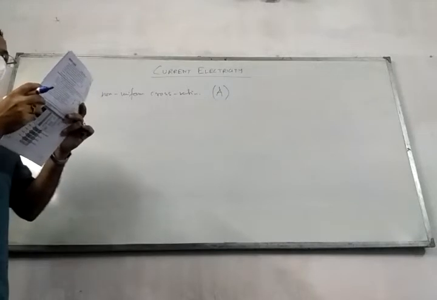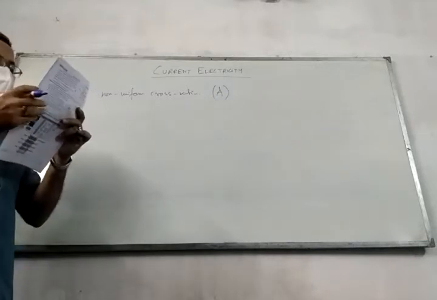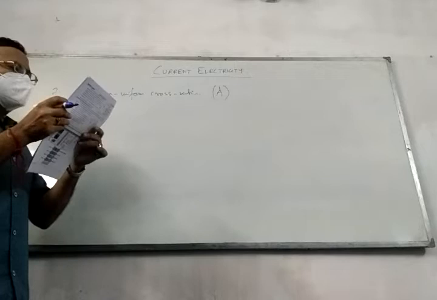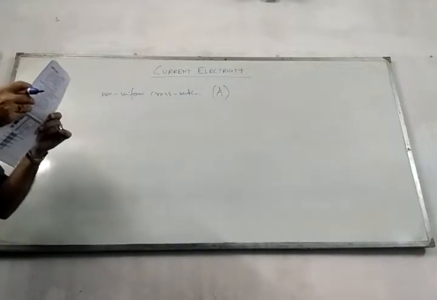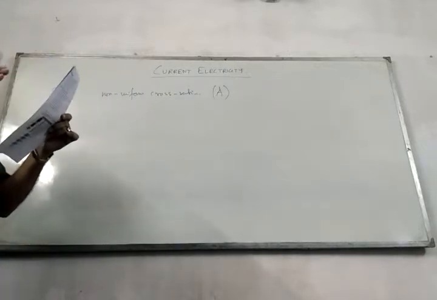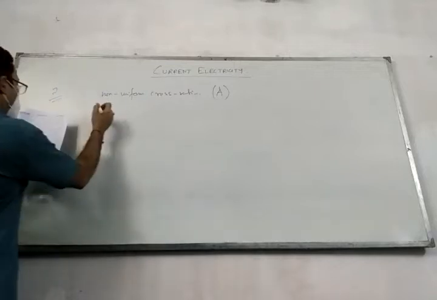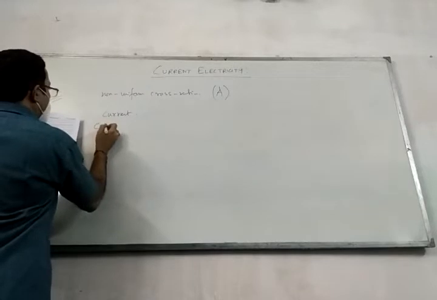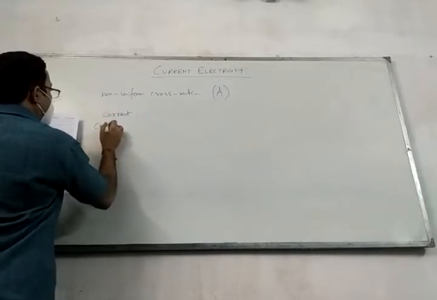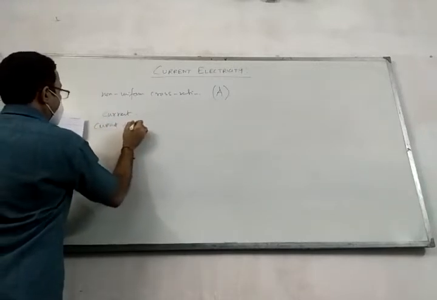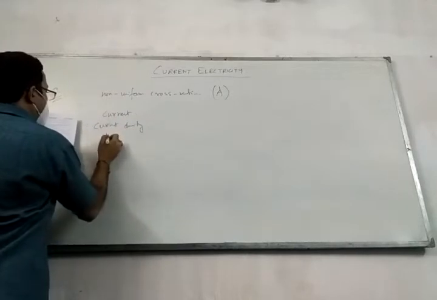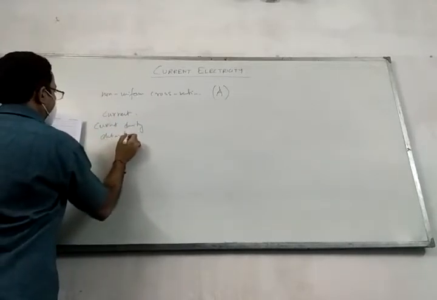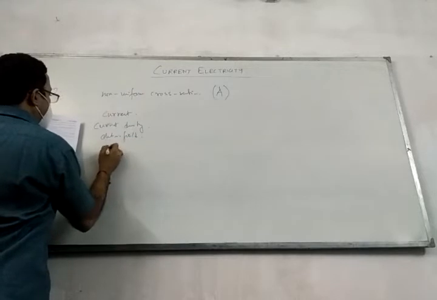State which of the quantities, current density, electric field and drift velocity, remains constant. What is given? Current density, electric field, or drift velocity.